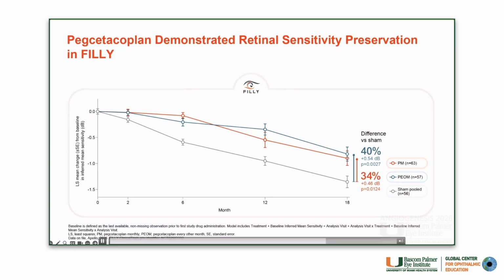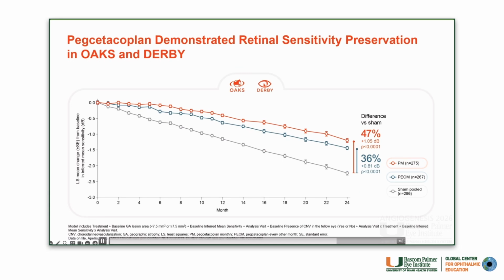Applying OCTF to data from the pegcetacoplan clinical trial program, the phase 2 FILLY data shows significant retinal sensitivity preservation, with a difference to sham of 40% and 34% in the monthly and every other month treated group respectively. Similarly, applying OCTF to pooled phase 3 Oaks and Derby data reveals a statistically significant difference versus sham in retinal sensitivity loss at 24 months.